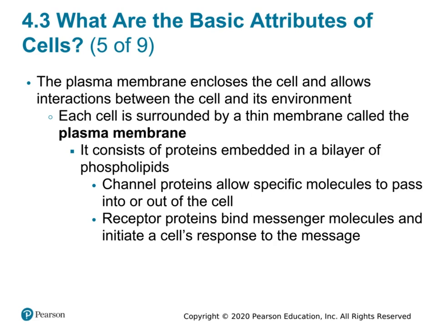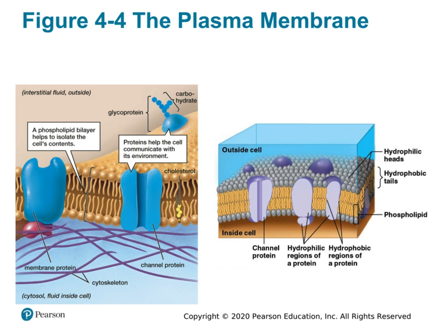It includes things like carrier and channel proteins, receptor proteins, and it allows the plasma membrane to not only be a boundary, but to participate in exchange and responses and look at the environment of the cell. Here's a quick look at the plasma membrane.